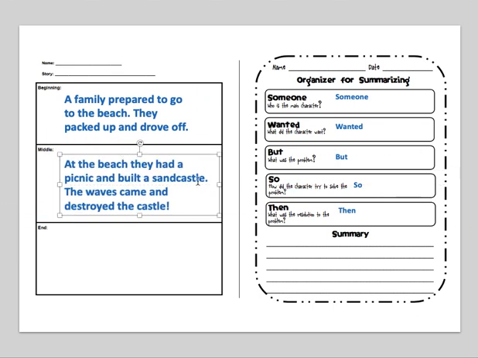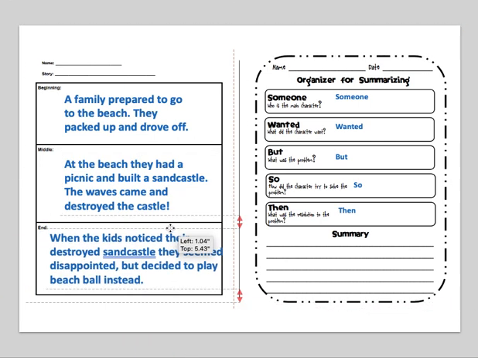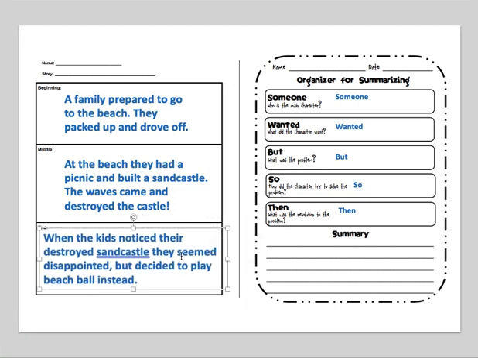Middle: at the beach, they had a picnic and built a sandcastle. The waves came and destroyed the castle. End: when the kids noticed their destroyed sandcastle, they seemed disappointed, but decided to play beach ball instead. This template can be used today in your work. If you want to write a beginning, middle, end summary, and the topic is going to be on part of City of Ember, you can. Or you can use this template: someone wanted, but, so, then.